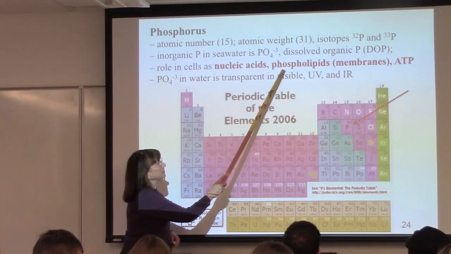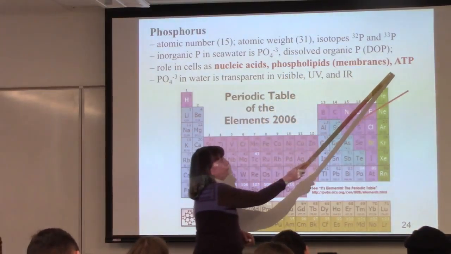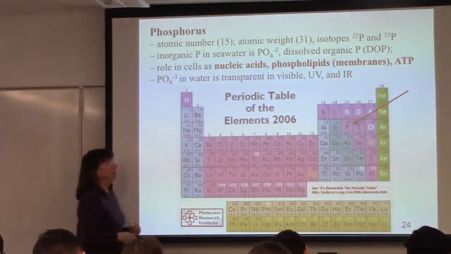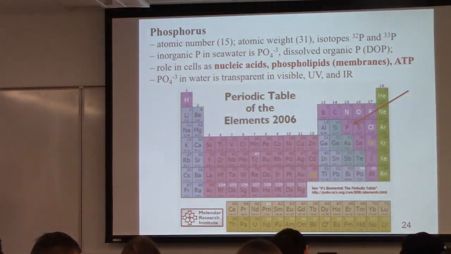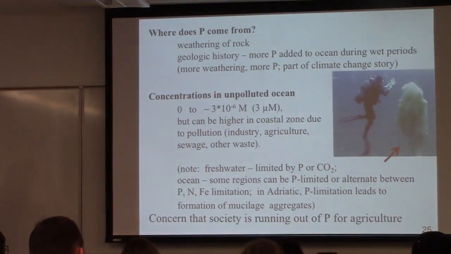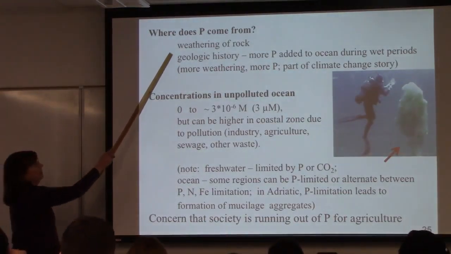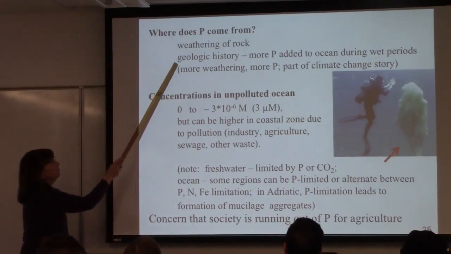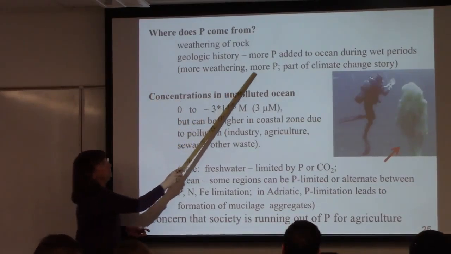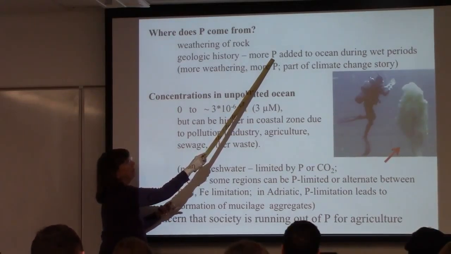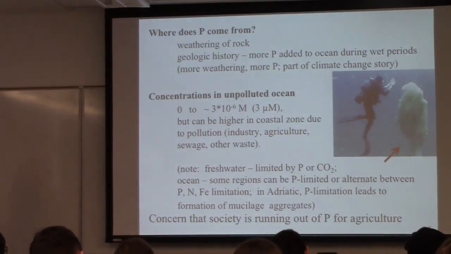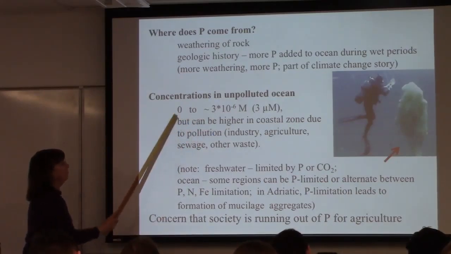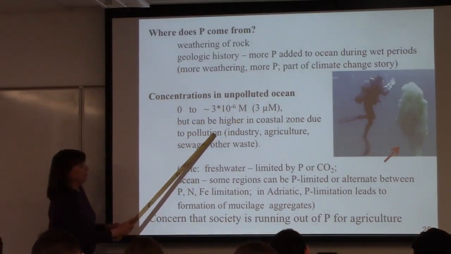Critical for nucleic acids and for membranes. And the energy source in the cell is adenosine triphosphate. And so phosphate is an absolute essential element for anything that's alive. And where does it come from? Again, weathering of rock. And over geological time, as I said, more wet times, you get more weathering. So more phosphate goes into the ocean. So we may be entering a period where there'll be more phosphate going into the ocean. 0 to 3 micromolar, and again, due to pollution.